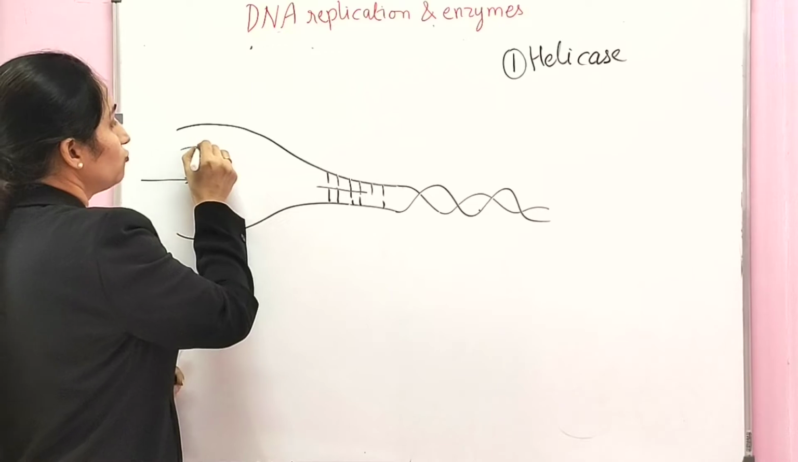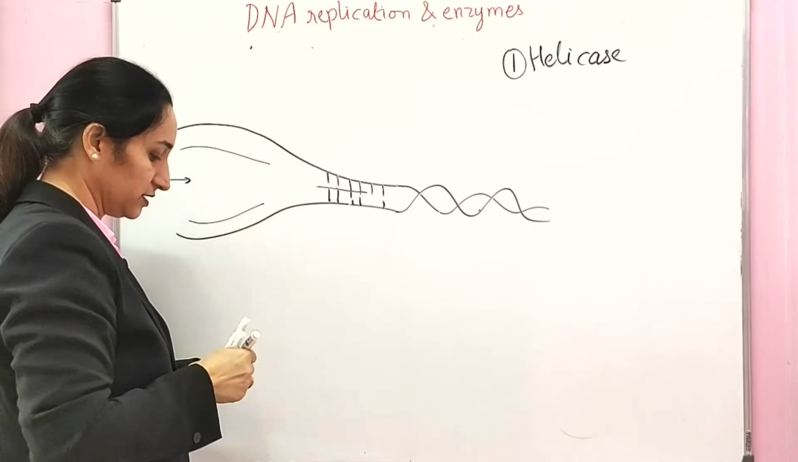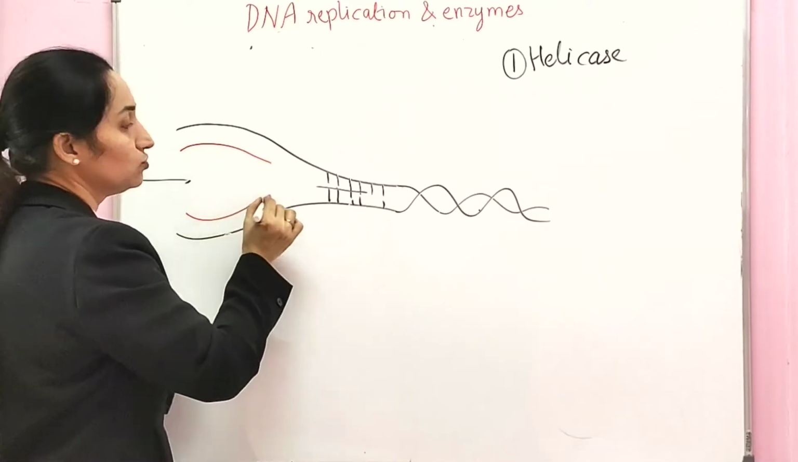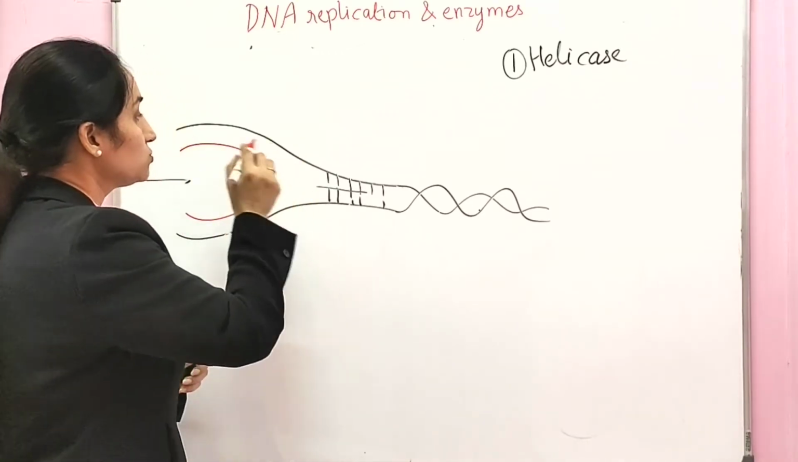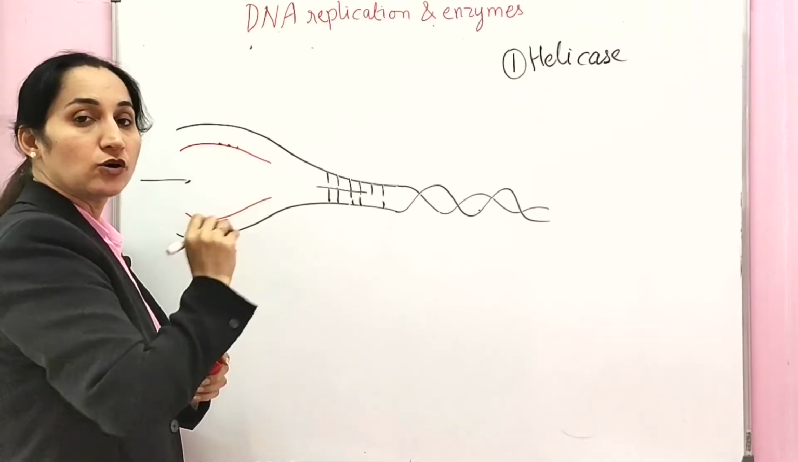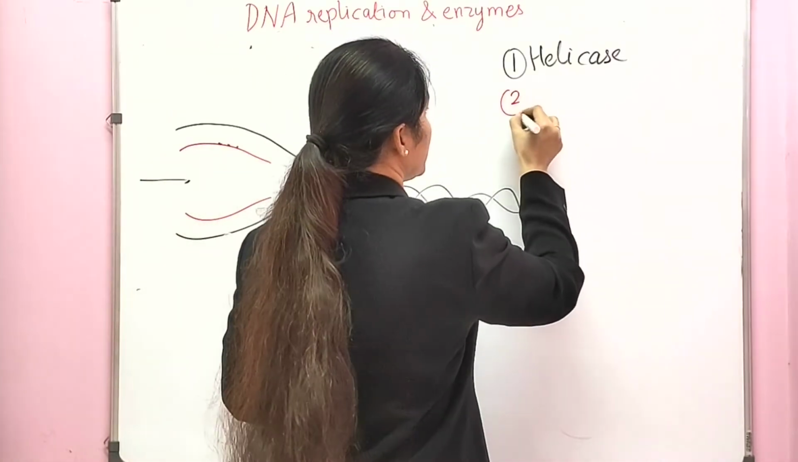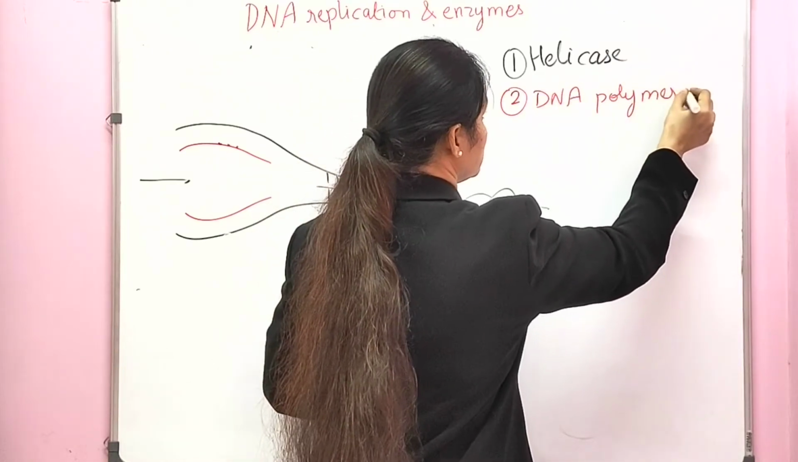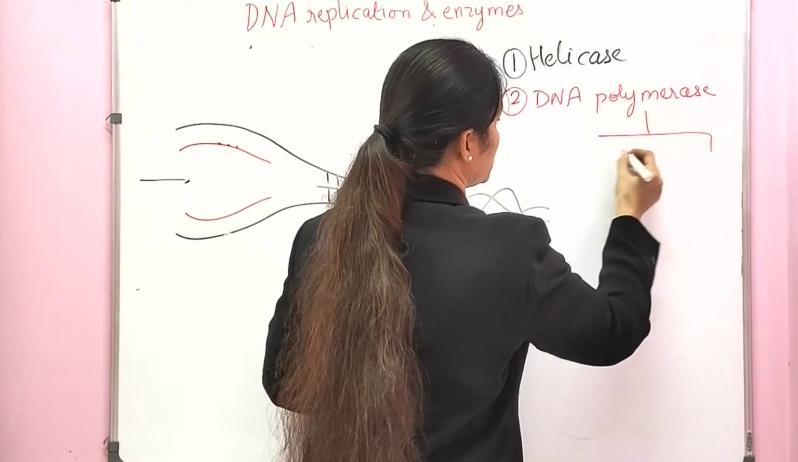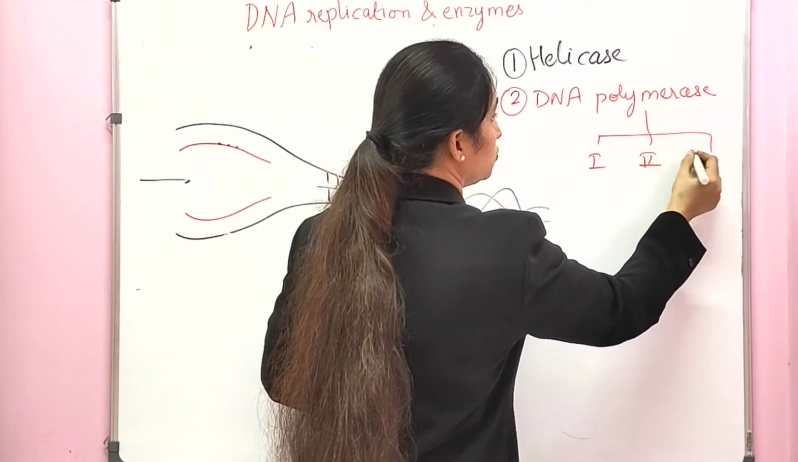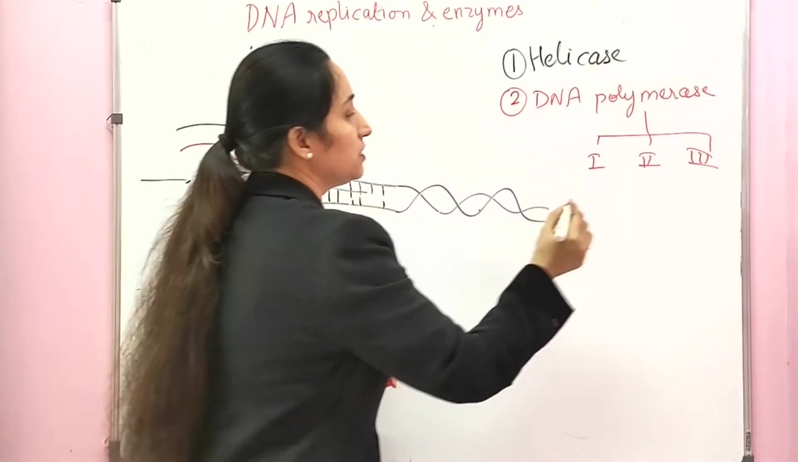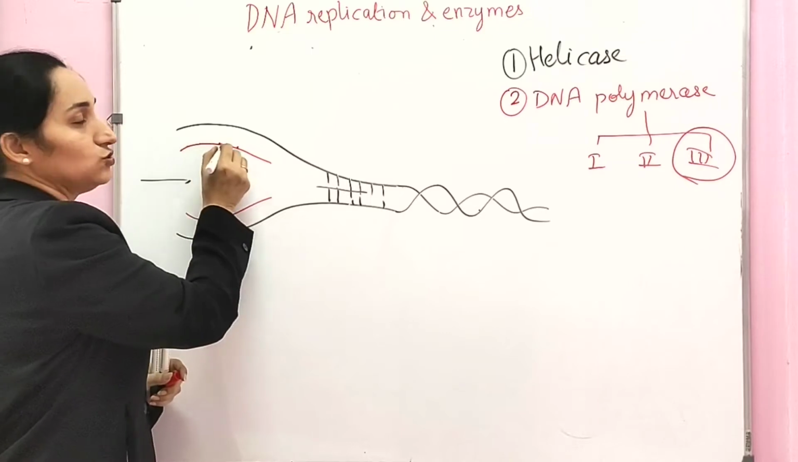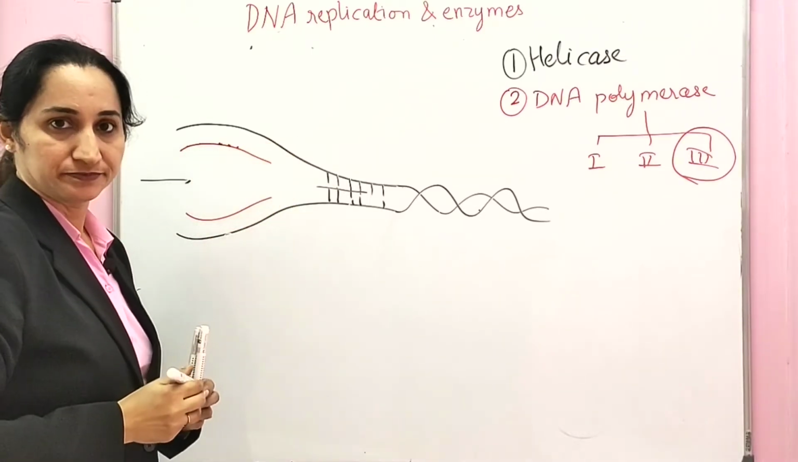Now, we need to form a complementary strand, right? Let us make this complementary strand with this red color. Now we need to form this complementary strand. Now who is going to add nucleotides here to form complementary strand? For that, the second enzyme that comes into action is DNA polymerase. We have actually three types of DNA polymerases: polymerase 1, 2 and 3. Here the main enzyme is DNA polymerase 3, which is going to add new nucleotides on the complementary strand.